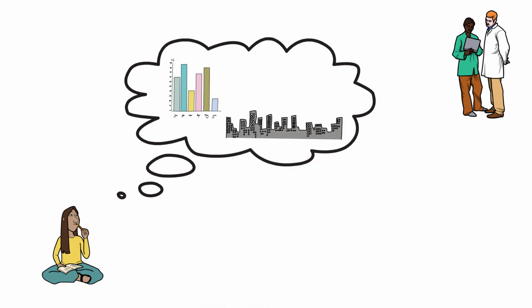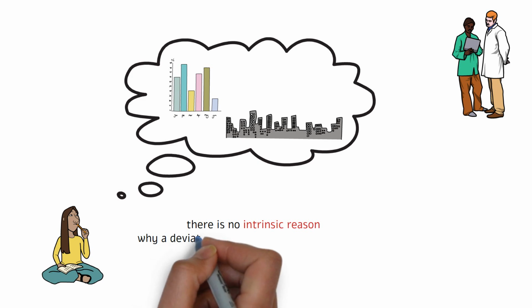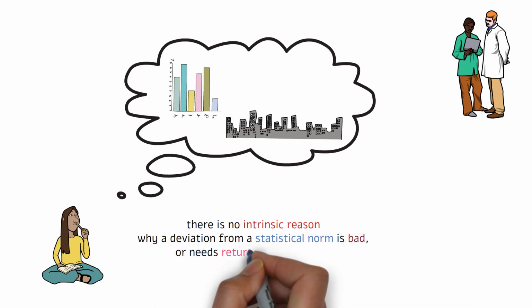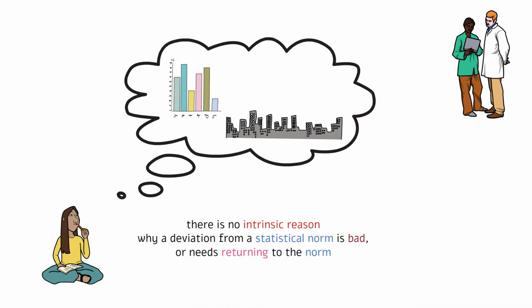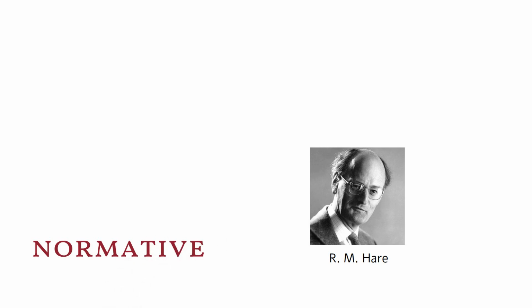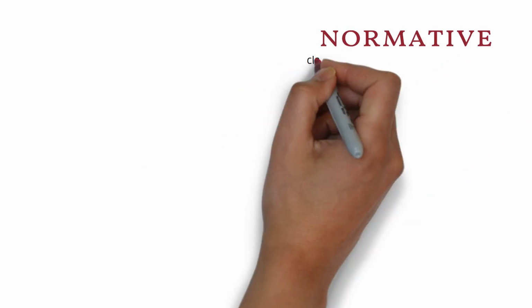Where it's weakest, though, is from the other end, the normative strand. As Kahane and Savulescu argue, there's no intrinsic reason why a deviation from a statistical norm is bad or needs returning to the norm. Here, on the side associated with Hare and Engelhardt, we see health as making a normative claim. This means we see statements like, this person is healthy and this person is ill, as entailing some claims about the way the world should be.